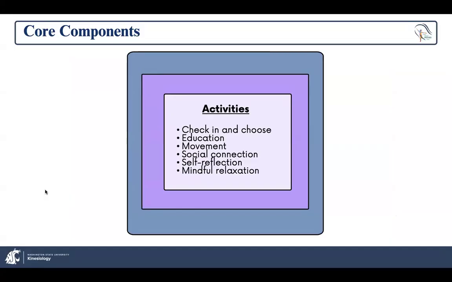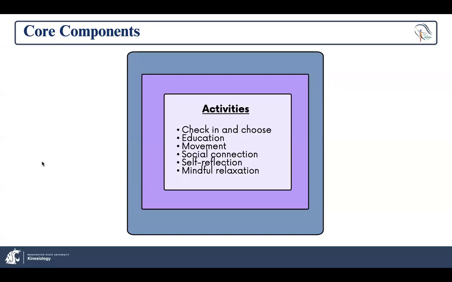And just before I return to core processes, I did want to give you one more summary slide of all of the activities in the program. Here you can see all of the activities together one more time, and this provides you with the basic building blocks of each and every session.